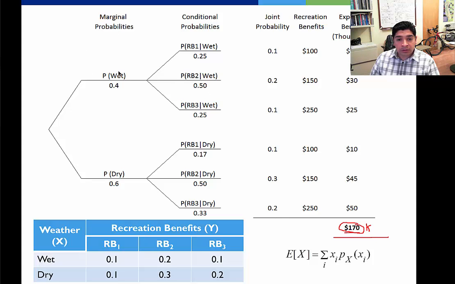Why is a decision tree important? Well, because you can know the probability that it will be wet or it will be dry, and these are called marginal probabilities. Then there are the conditional probabilities that you receive these benefits given that it's wet, or these benefits given that it's wet, and so on, similarly for dry. And what is the probability that these two events happen together, which is this.